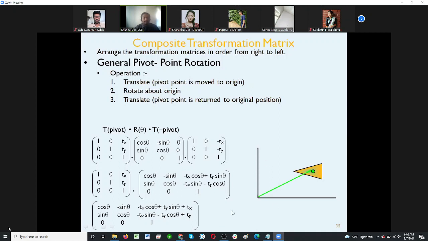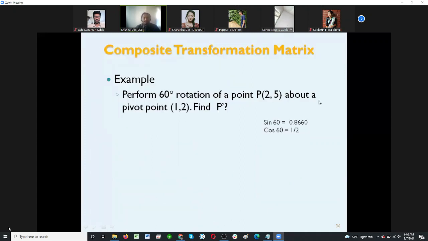Now how can we actually solve it? This is the formula we get. Again, to get our new position, this formula has to be applied to the old point so that we can get the new point, right? Just for an example, let's try to understand what it actually says.